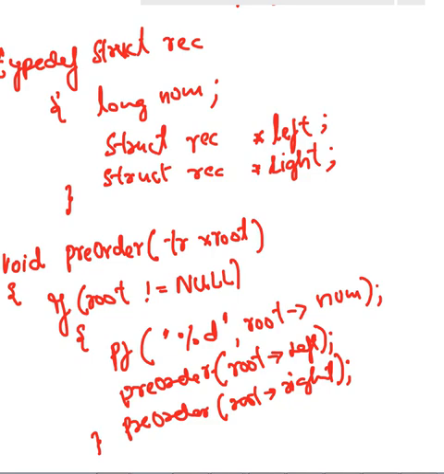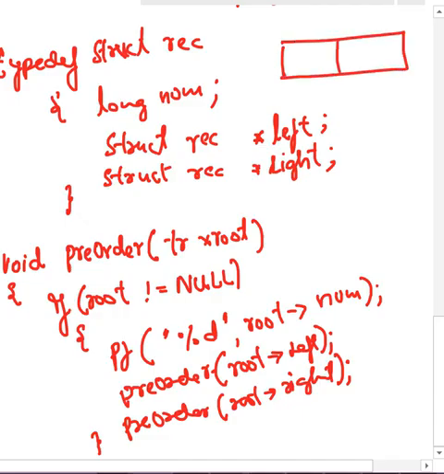Now, implementation we have already done. You can see the video of linked list representation of binary. Here let me explain it again. So we have a node or record where we have a data part, this is the num, and we have a left pointer and a right pointer, which points to the left node, and this points to the right node. So that's why we have a left and a right pointer, and we have the data part.